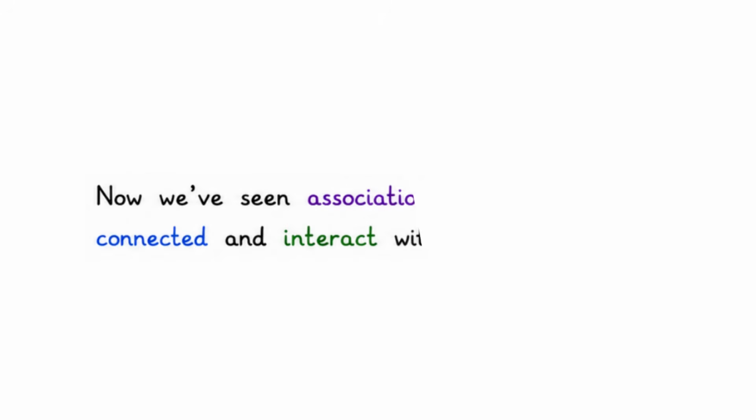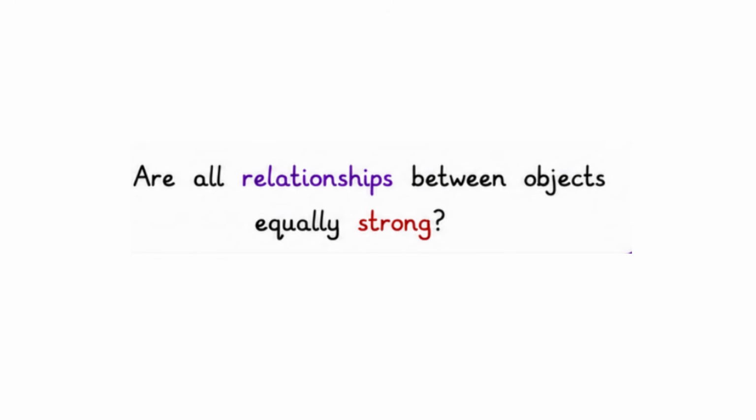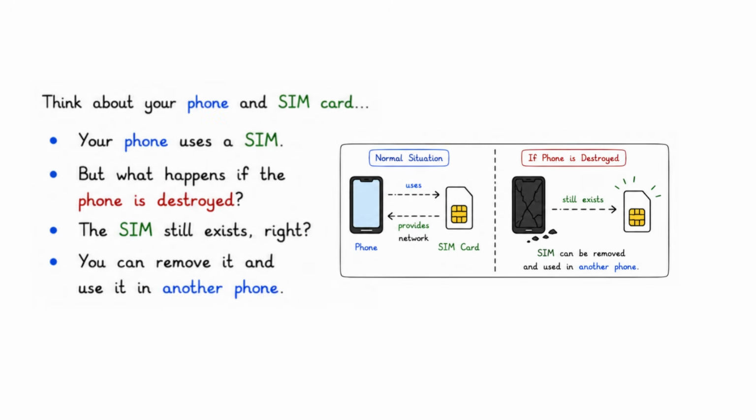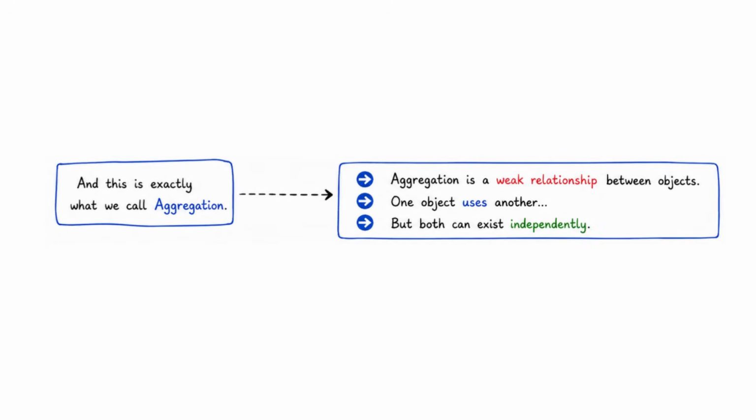Now we have seen association, where objects are connected and interact with each other. But let me ask you something. Are all relationships between objects equally strong? Think about your phone and SIM card. Your phone uses a SIM, but what happens if the phone is destroyed? The SIM still exists. You can remove it and use it in another phone. This is exactly what we call aggregation.